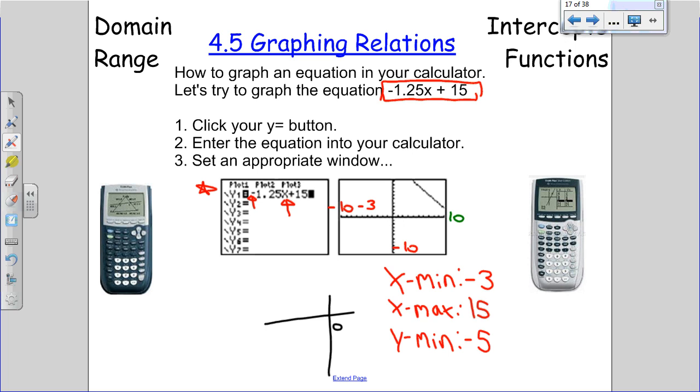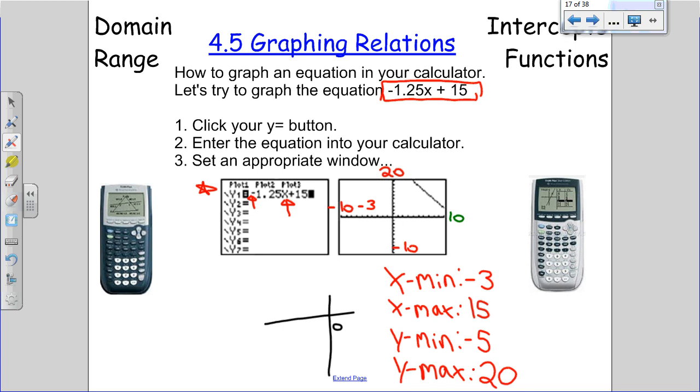And then finally my Y maximum. If I look at my graph, I can see pretty high, but I know my Y-intercept is going to be higher. Just looking at my graph, this line must come somewhere up here. I'm going to make my Y maximum 20. I'm going to go quite a bit higher because I think that Y-intercept is quite a bit up there. And then I'm going to hit graph again.